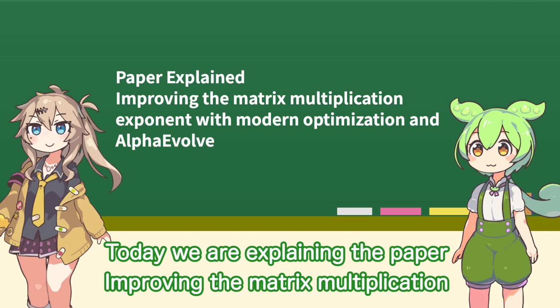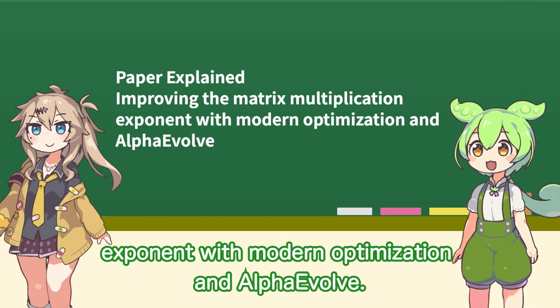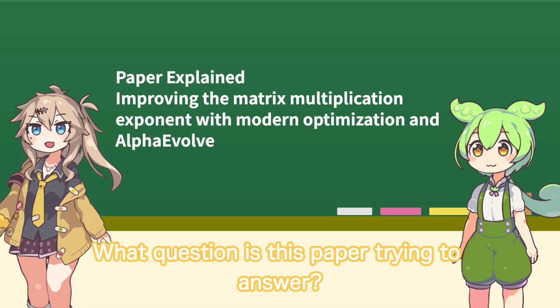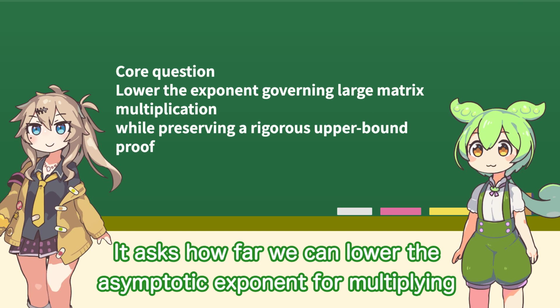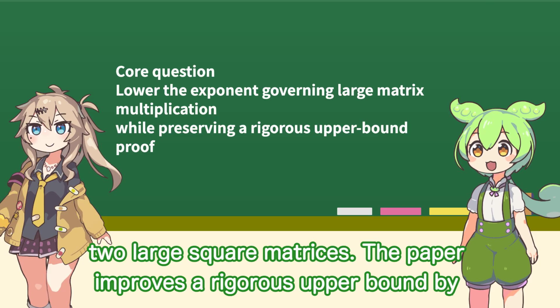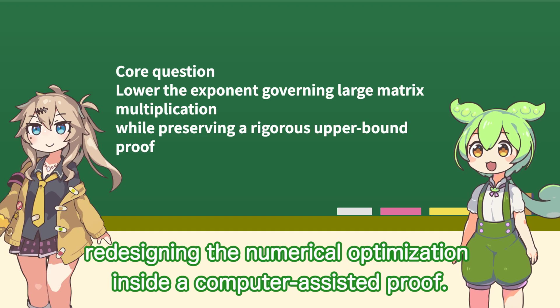Today we are explaining the paper Improving the Matrix Multiplication Exponent with Modern Optimization and AlphaEvolve. What question is this paper trying to answer? It asks how far we can lower the asymptotic exponent for multiplying two large square matrices. The paper improves the rigorous upper bound by redesigning the numerical optimization inside a computer-assisted proof.